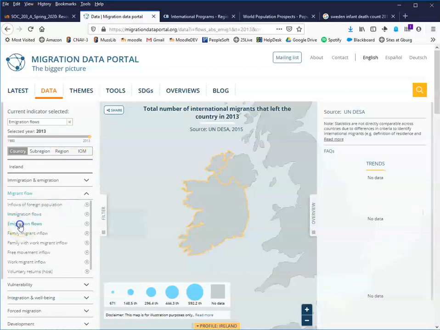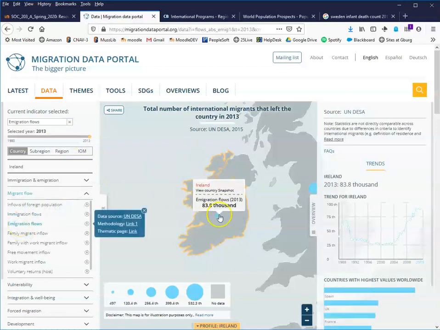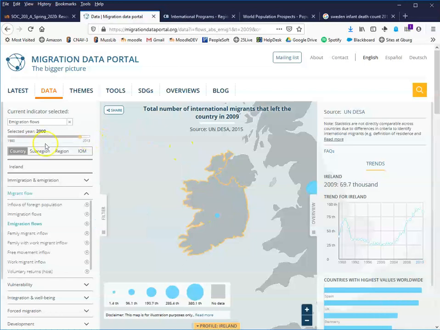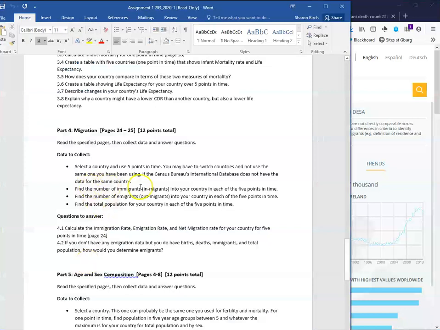Now we have emigration flows, people leaving. Same thing, so this is 2013, 83.8 left. So actually in 2013 there was net out migration. And then I can change this, making sure that it lines up with the same dates that I picked when I did immigration flows. So immigration flows, emigration flows, those get you number of in-migrants, number of out-migrants.